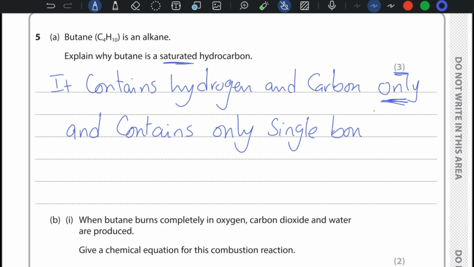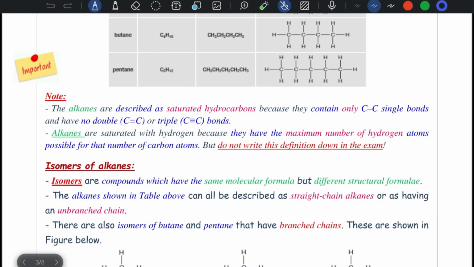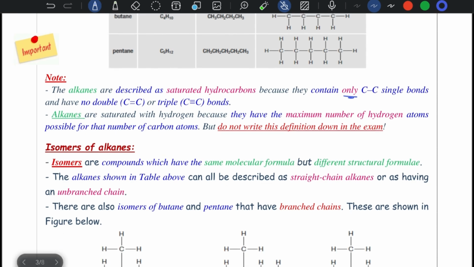We can say for this definition, it does not contain multiple bonds, or even double bonds. Let's check for this definition in the papers for alkane. Alkane is described as saturated hydrocarbons because they contain only carbon-carbon single bonds, no double or triple bonds. Also, you have to know that it contains hydrogen and carbon only, for the definition of hydrocarbon from the other part.